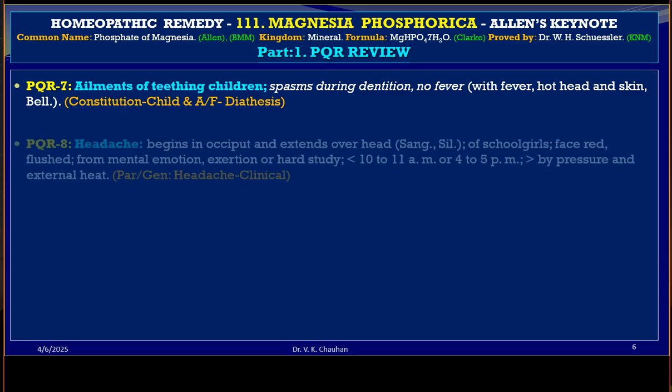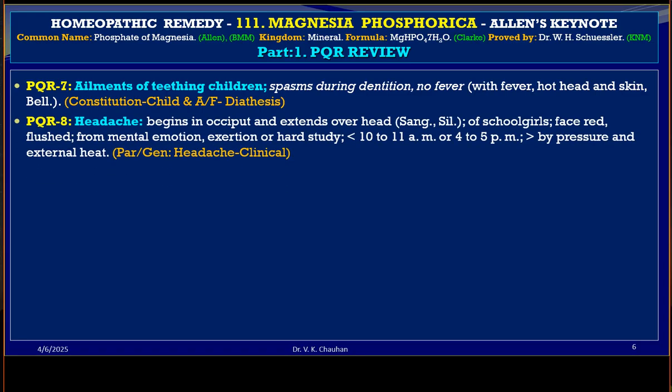The next is headache. PQR8 is headache. Begins in occiput and extends overhead, like sanguinaria and silicea. So here the author tells us about the location and radiation. Then he tells us about the client, schoolgirls. Who is the client? Young children, schoolgirls, females are much more predisposed.